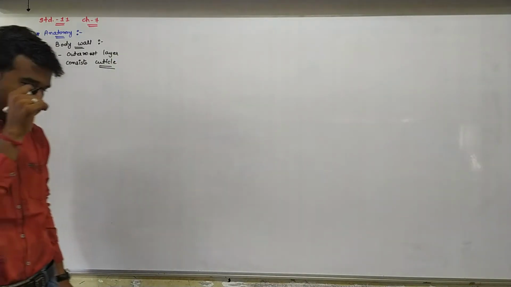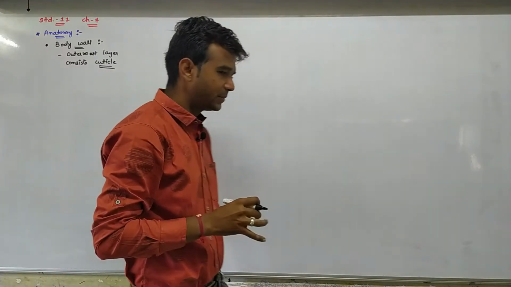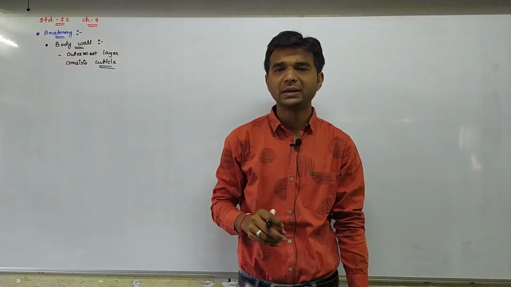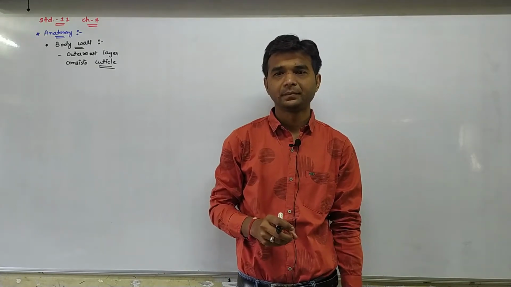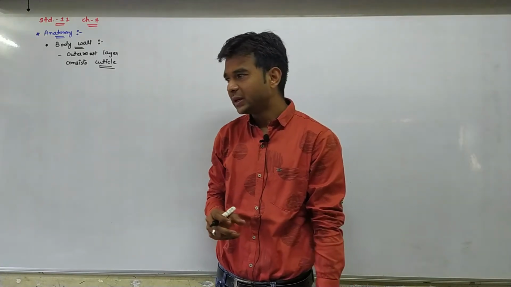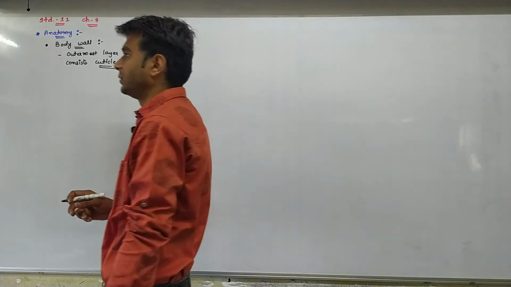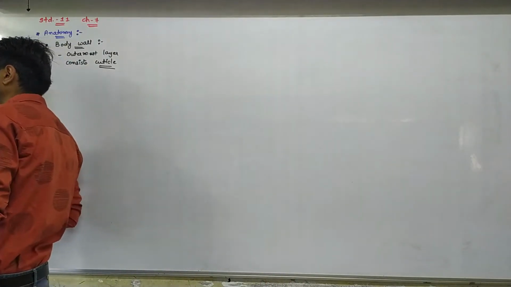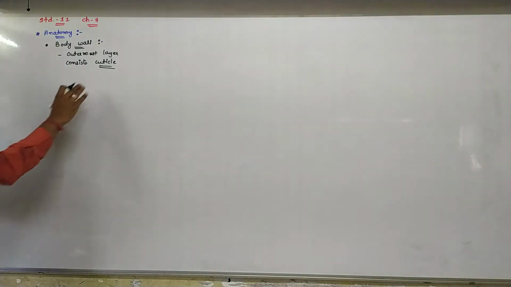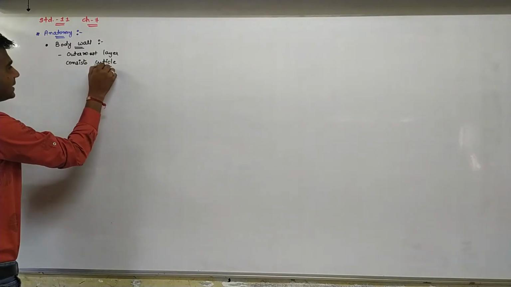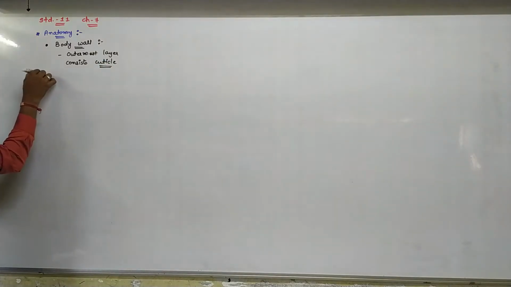The outermost layer of the body wall. Body wall is nothing but, in other language, we say that it is skin. So the body wall of the earthworm consists of the cuticle layer on the outermost side. Now, there are no developed respiratory organs.